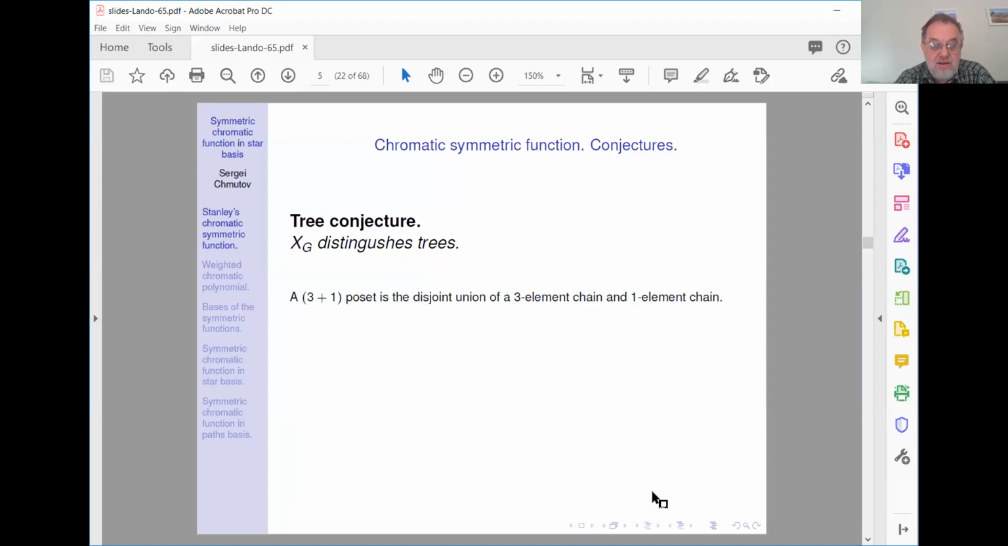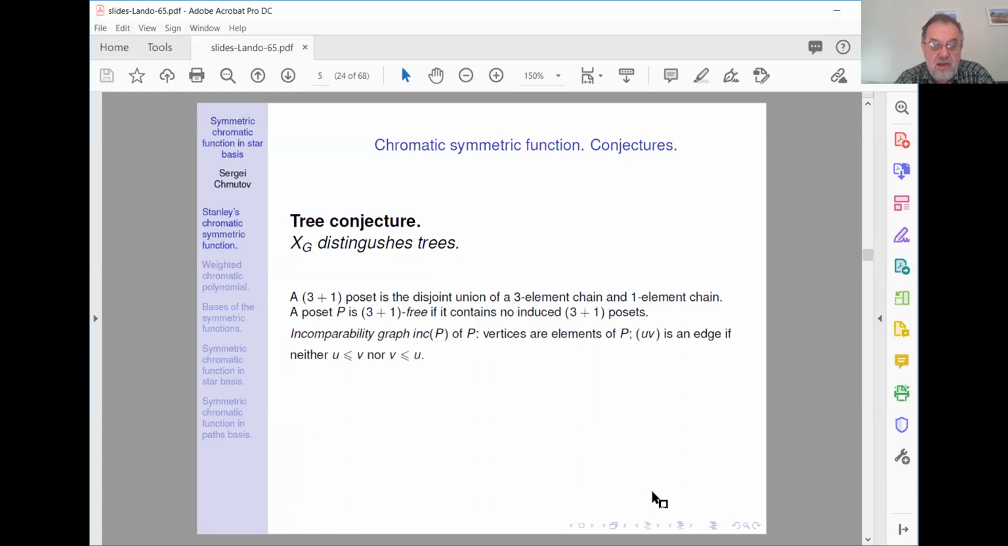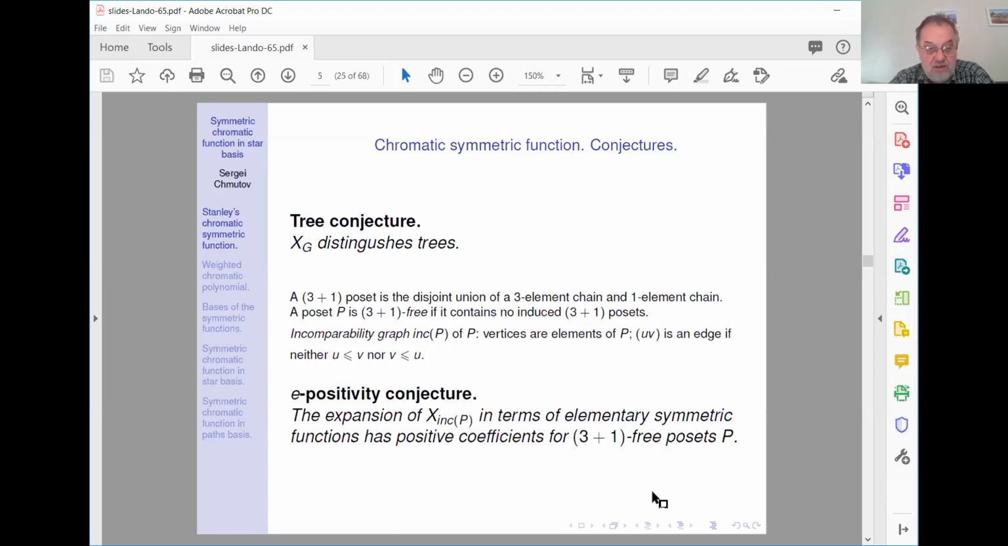And then there is another one which is related. For some special graphs, which are called incomparability graphs of some partially ordered sets, the symmetric chromatic polynomial of such a graph has positive coefficients if we express it in elementary symmetric functions in that basis. All right.